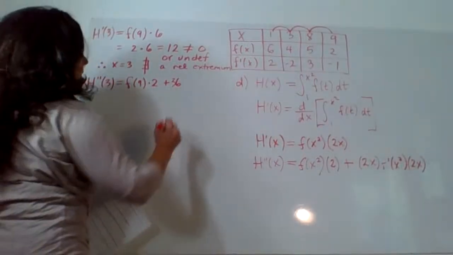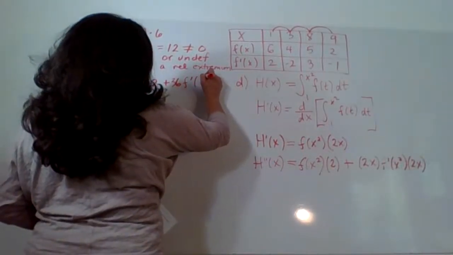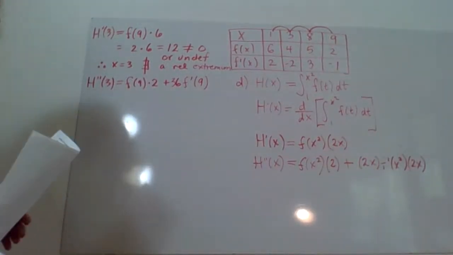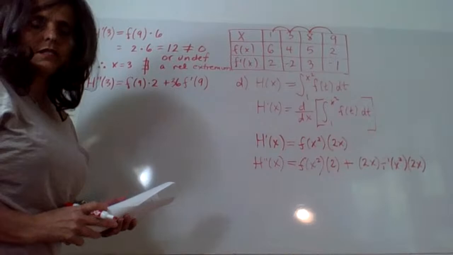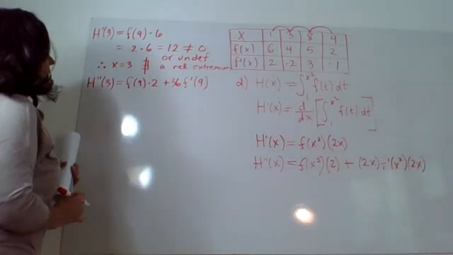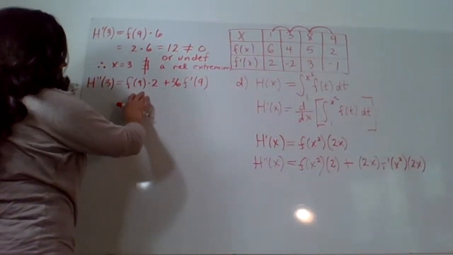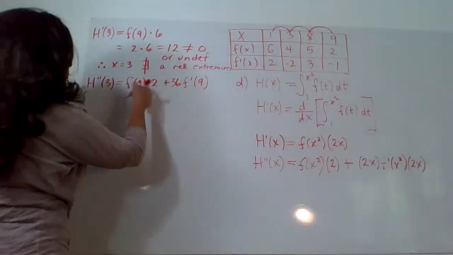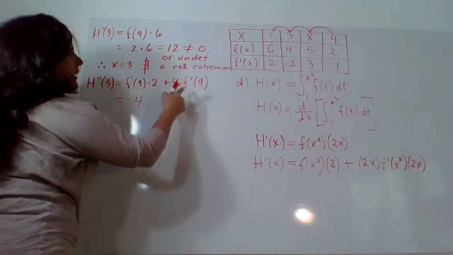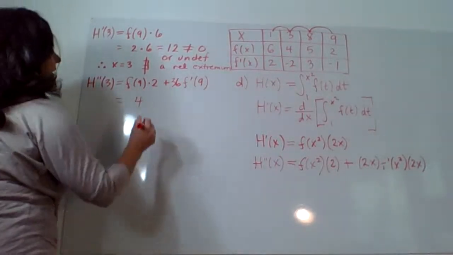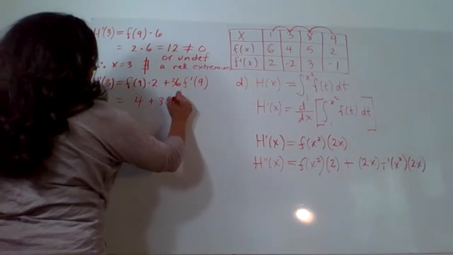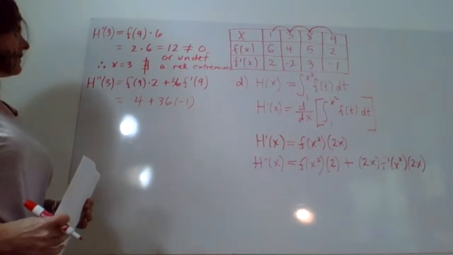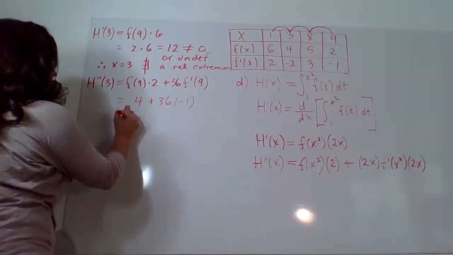And then f prime at x squared would be f prime at 9, because 3 squared, right? Okay, I think that looks good. So let's see what happens here. f of 9 we talked about already. f of 9 is 2. 2 times 2 is 4. And then here f prime at 9 is negative 1. So it's plus 36 times negative 1. So it's 4 minus 36. So we're going to get negative 32.